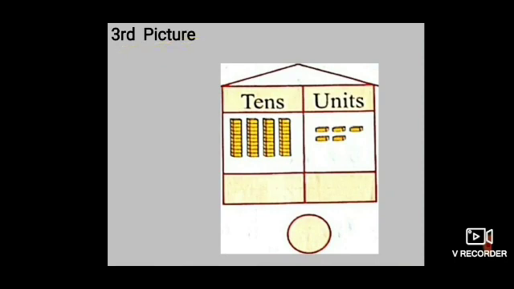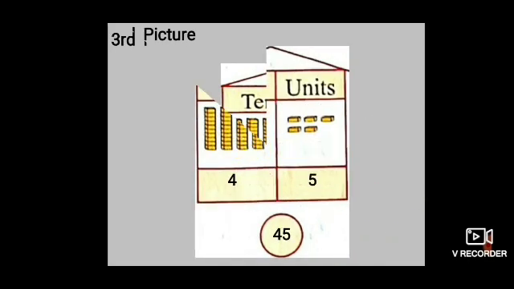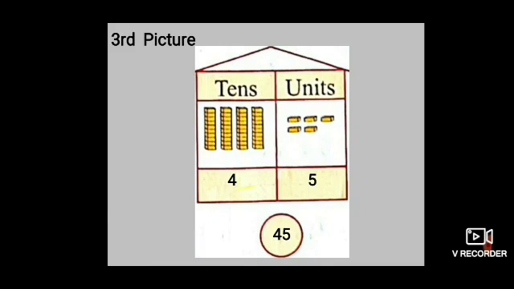Third picture. Let's count in the tens place. How many blocks of tens are there? 1, 2, 3, 4. 4 tens. 1, 2, 3, 4, 5. 5 units. So there are 4 tens, 5 units. 4 you are going to write in the tens place and in the units place 5. So 4, 5, 45 in the circle you will write.